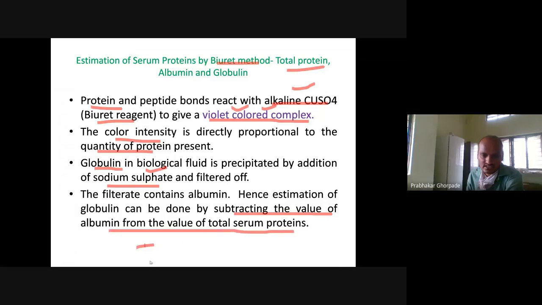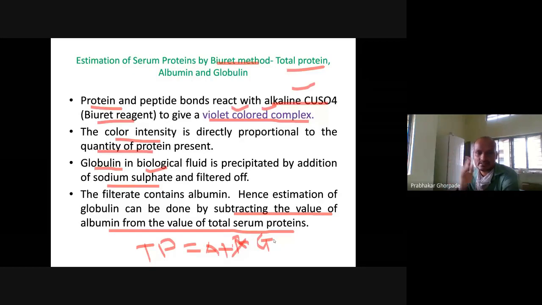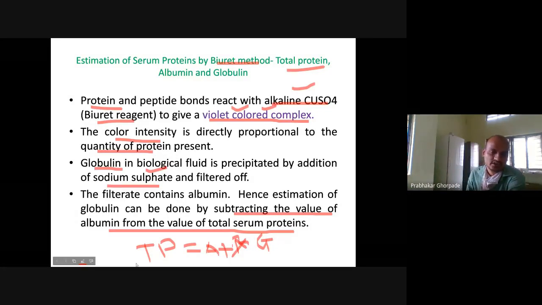So when we say total protein, we take it roughly as albumin (A) plus globulin (G). At the start of the reaction, we precipitate the globulin and get rid of it. Now we have albumin, so we measure the albumin. Next, to measure the globulin, measure the total protein. You have measured albumin and total protein. With a simple formula, total protein minus albumin gives the globulin content.